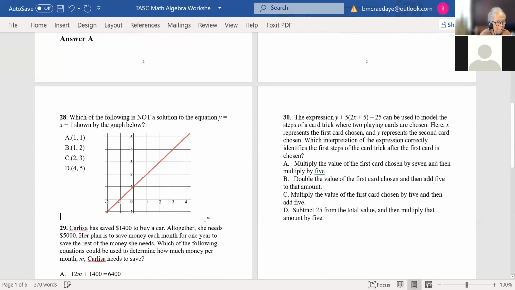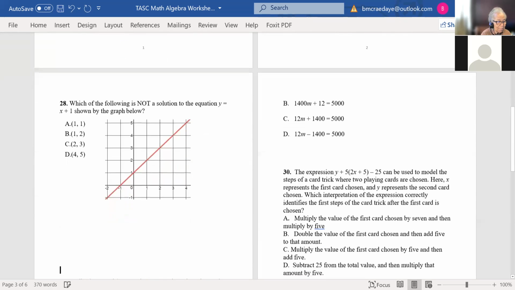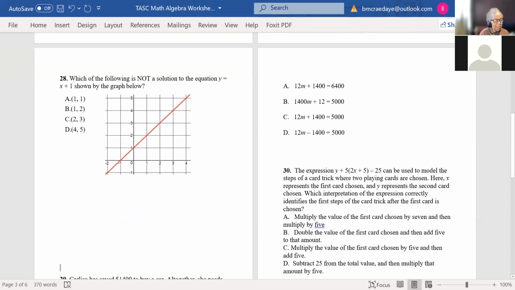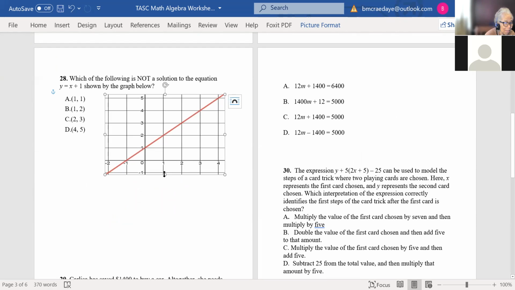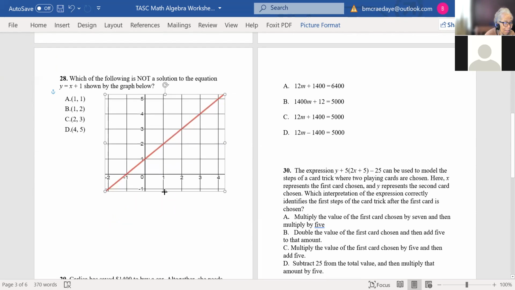And that's the graph, Maureen. I think you can solve that one. Which of the following is not a solution to the equation y equals x plus 1? Now you can look at the graph. Let's move that over some, maybe make it a little bigger.